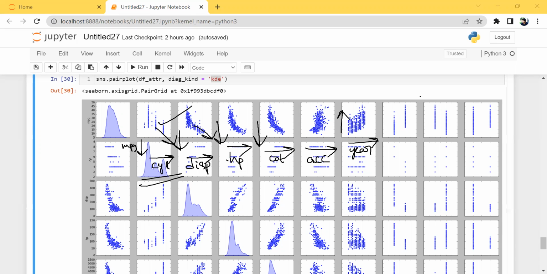In the cylinder graph, what is it actually showing here? As the cylinder is increasing, the mpg is decreasing. Why does that happen? Because if cylinder increases, the friction in the cylinder increases. When friction increases, it leads to the loss of efficiency, and hence mpg comes down. This is related to domain knowledge. You need to have some kind of domain knowledge; either you can Google or you can ask your client for it.